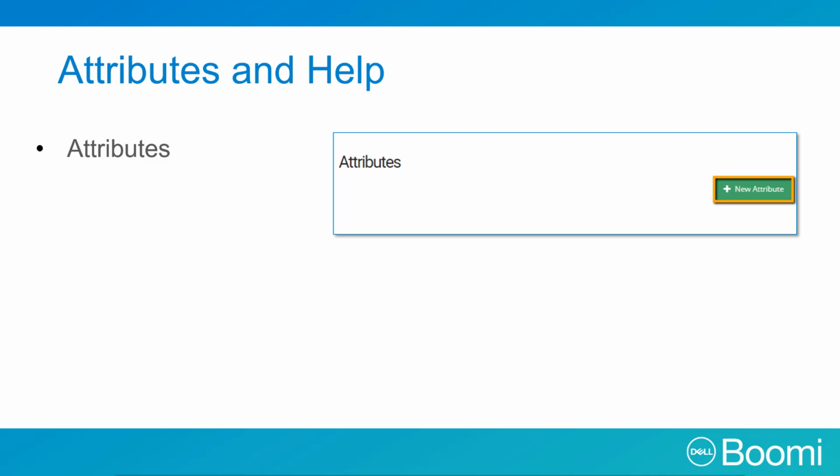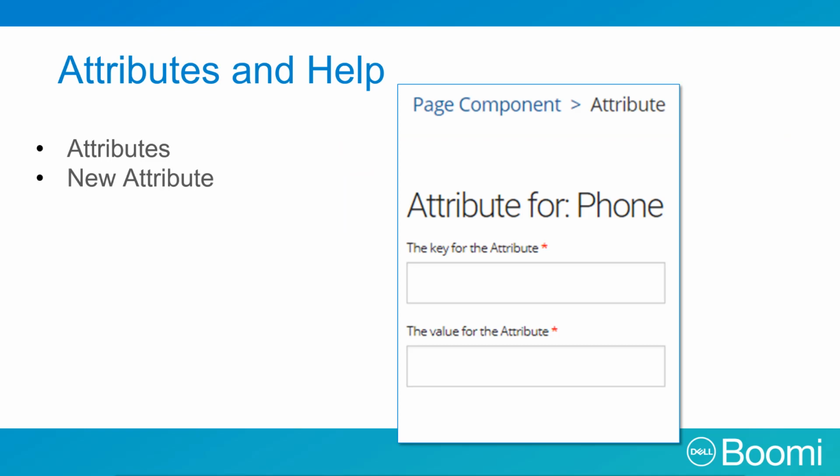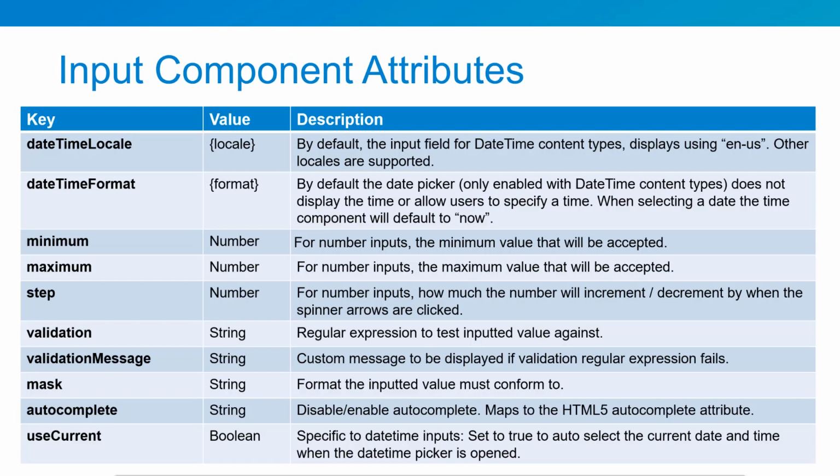Clicking on the plus new attribute button will open the attribute window where the key for the attribute and value for the attribute will be entered to create the new attribute. This is a list of the input component attributes that currently exist within BoomiFlow. In the activity that follows, we'll be taking a look at using an attribute of the key mask to create a phone number input component.